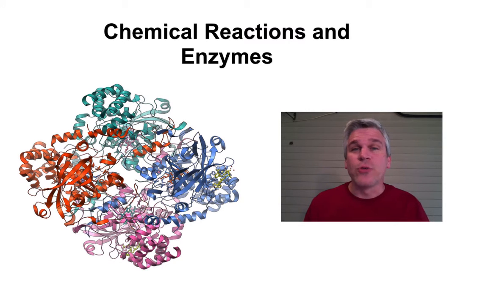In order for life to exist as we know it, there have to be thousands of chemical reactions taking place every second in each one of our cells. In order for that to happen, our cells need some help, and that help is going to come from a small molecule called an enzyme.